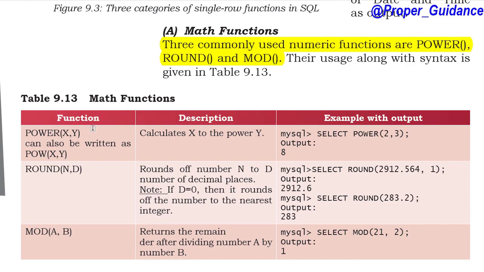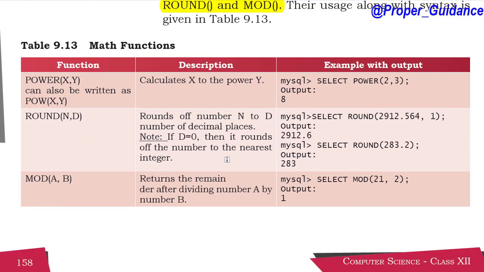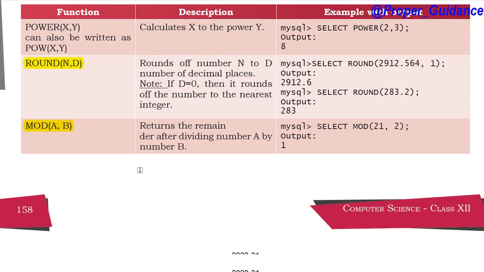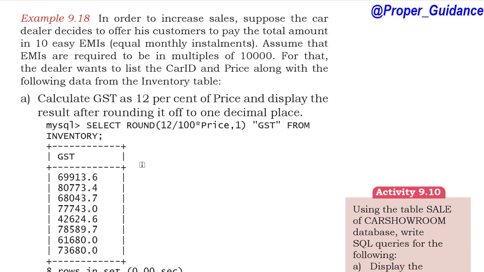Power(x, y) can also be written like this. It calculates x to the power y. SELECT POWER(2, 3) means 2 to the power 3, 2 cubed, and the value will be 8. Round function, mod function, all the functions are here.